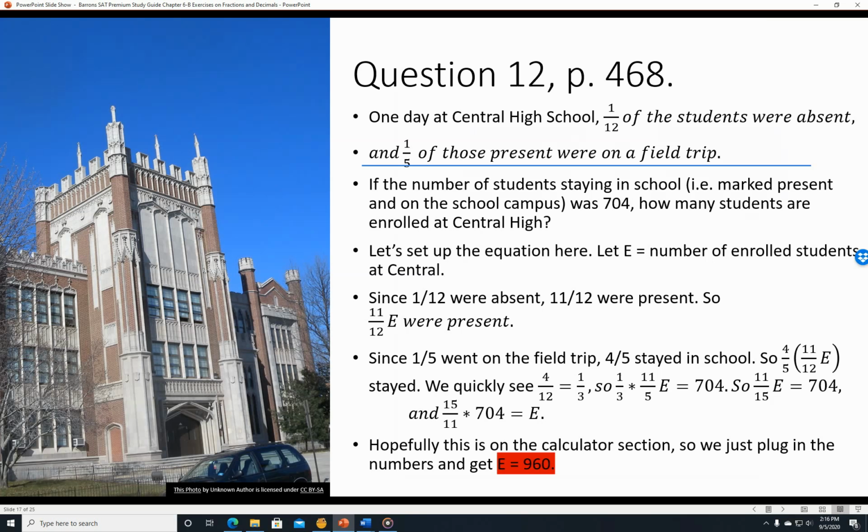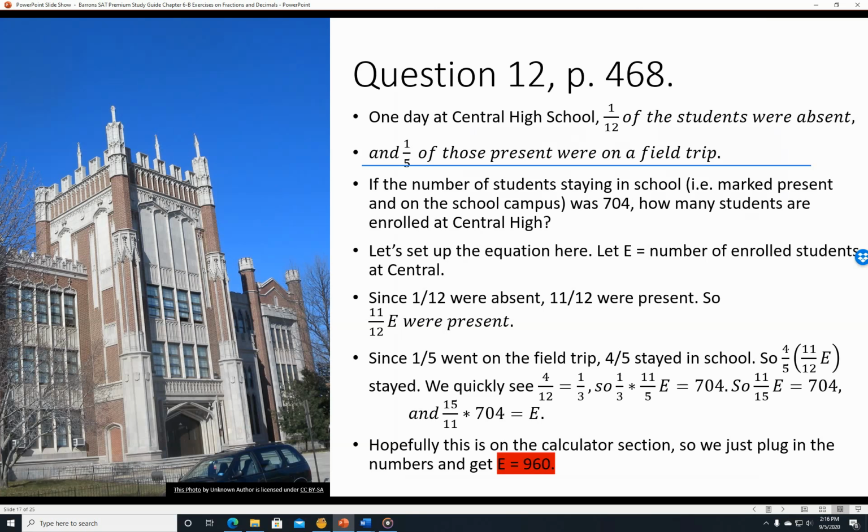So let's set up the equation here. Let E equal the number of enrolled students at Central. If 1/12 were absent, 11/12 were present, so 11/12 of E were present. Since 1/5 went on a field trip, 4/5 stayed in school. So 4/5 times 11/12 times E stayed.